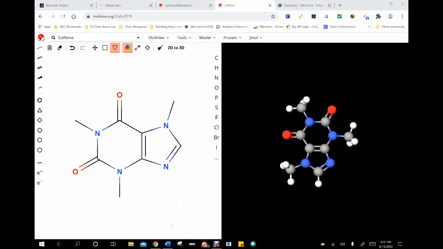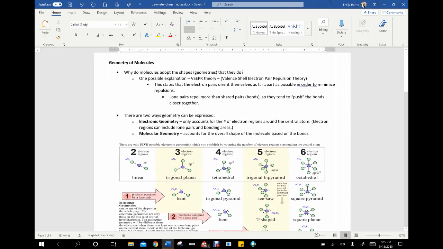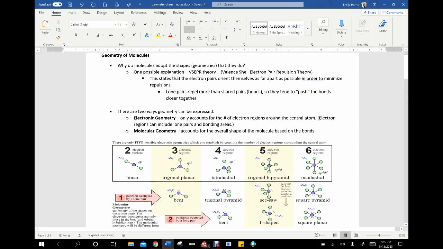So I'm going to take you to this little sheet right here. If you've had me before, this chart looks familiar. We start by asking the question, why do molecules take on certain shapes? One possible explanation that has been offered is called VSEPR Theory. It's an acronym, VSEPR, which stands for Valence Shell Electron Pair Repulsion Theory.